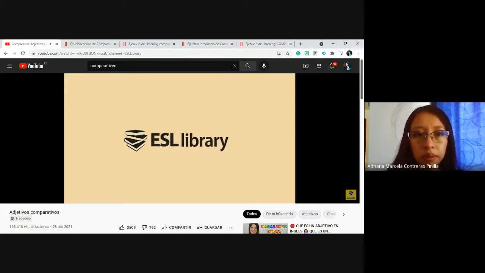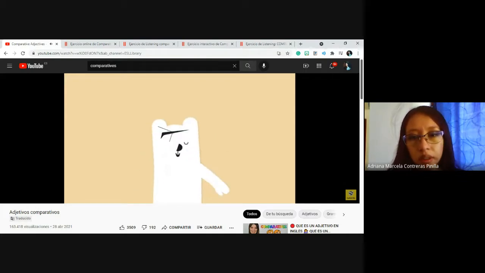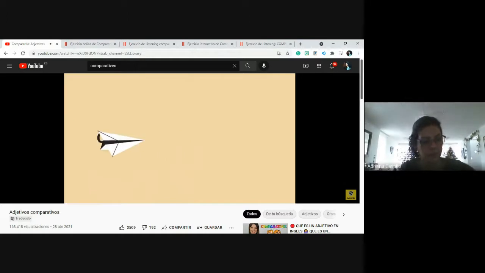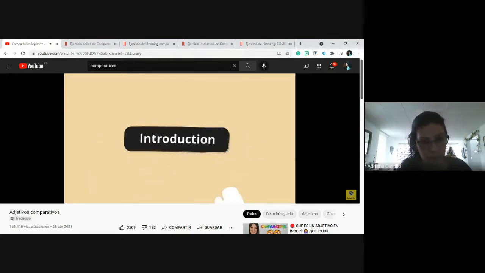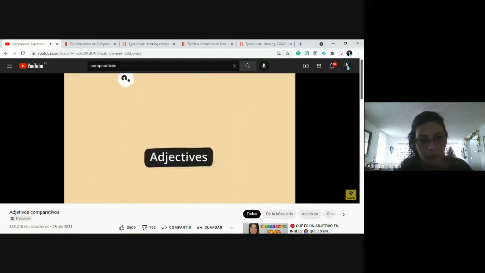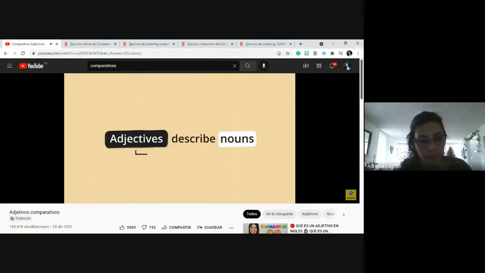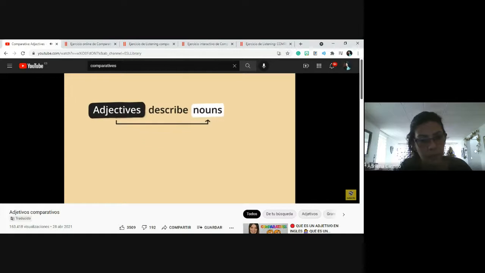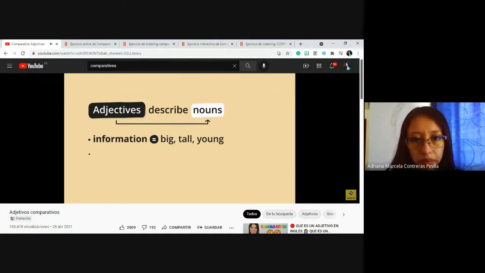ESL Library. Comparative adjectives. What are adjectives? Adjectives are words that describe nouns. Adjectives can give us information such as the size or age of a noun. Adjectives can also tell us someone's opinion about a noun or describe how someone is feeling.